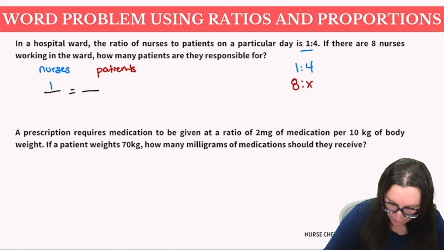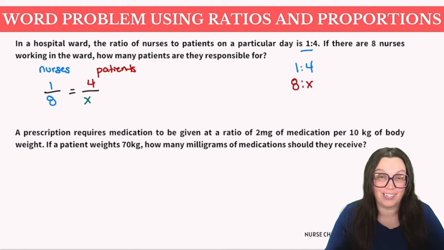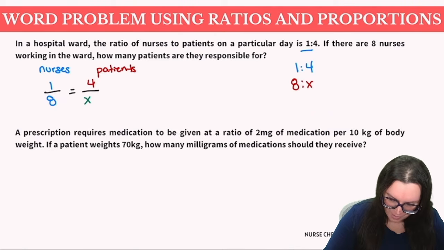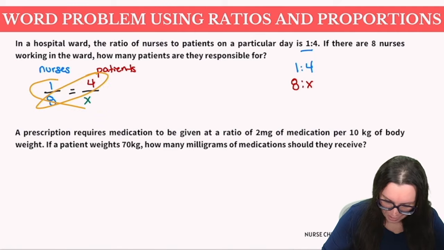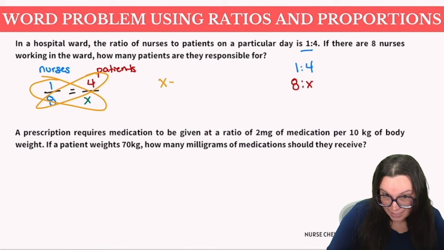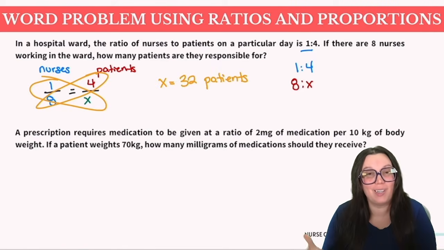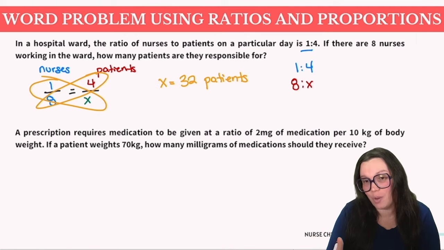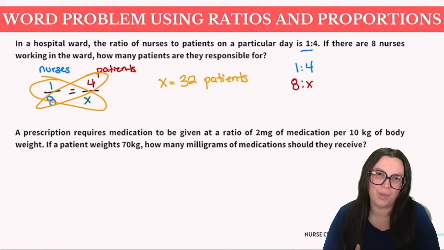So we have 1 nurse to 4 patients. We know that we have 8 nurses. We're trying to figure out how many patients they're going to have on the floor. So again, we're going to cross multiply. That is going to give us x is equal to 32. There's no additional math that needs to take place, so we know that if we have 8 nurses on the floor, we should have 32 patients as well.